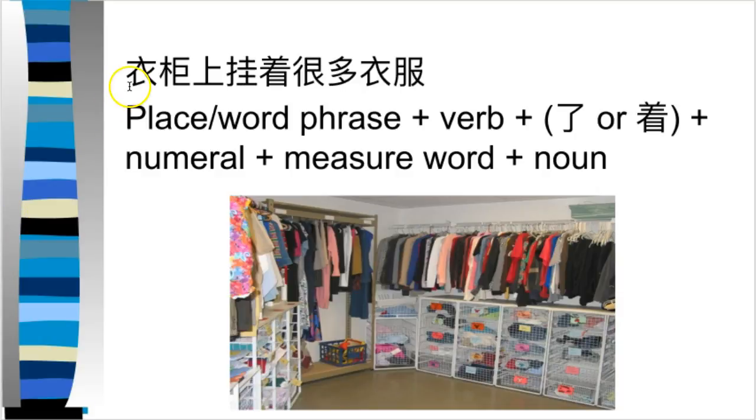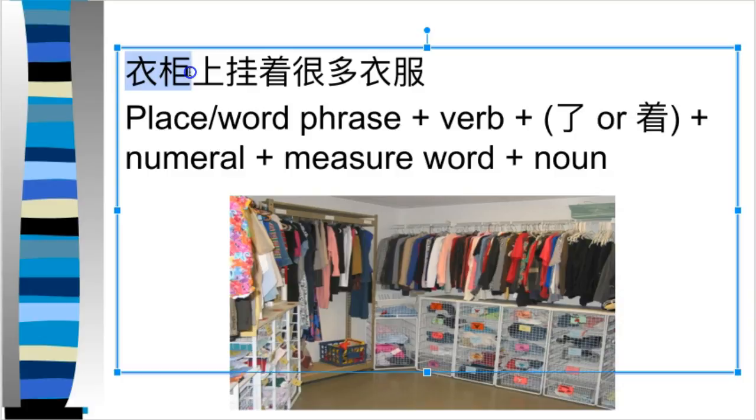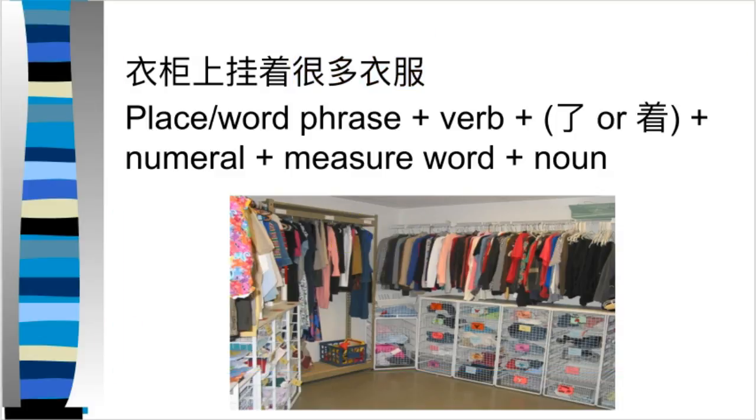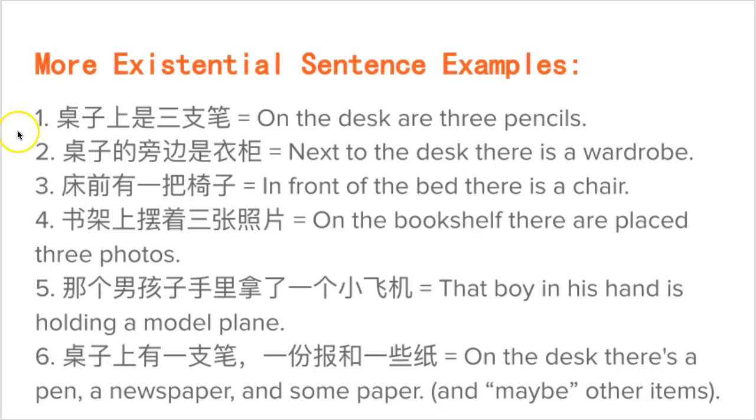Let's look at this one. 衣柜 closet. And this is the closet here. Closet 上, so on top of the closet, this location phrase, this place phrase. On top of the closet is hanging 挂着很多衣服. And here are some more examples of existential sentences with a variety of different verbs, such as 是 and 有.